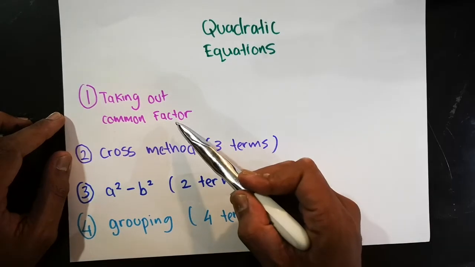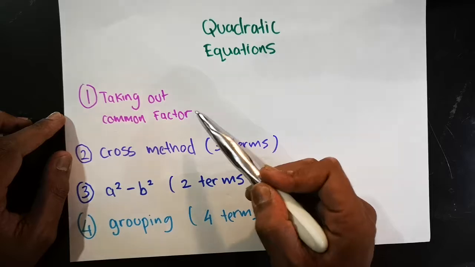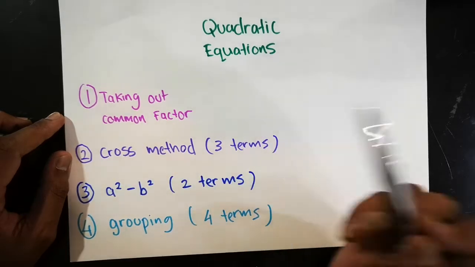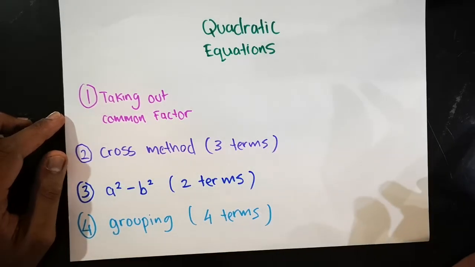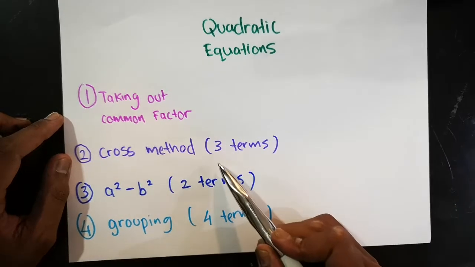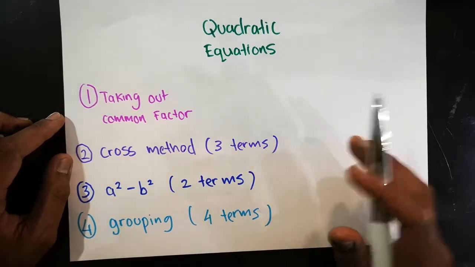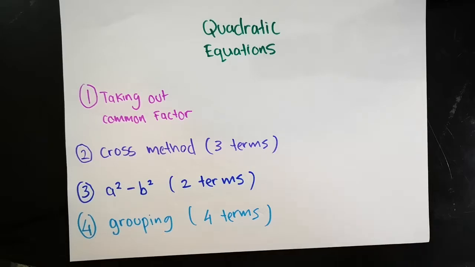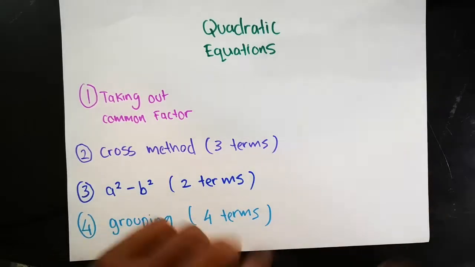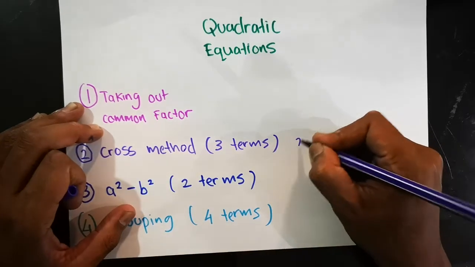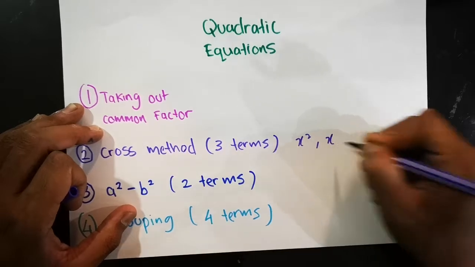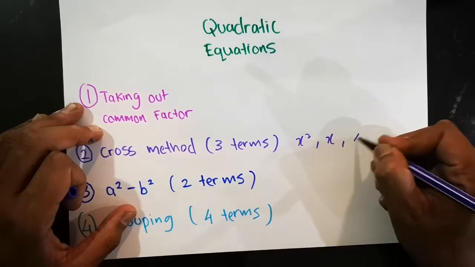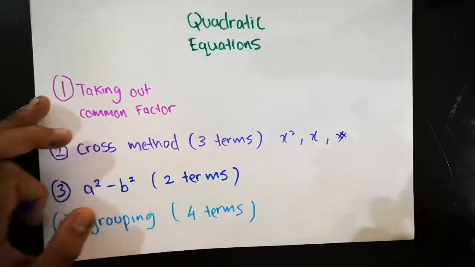The first way is by taking out the common factor. Taking out the common factor can involve as many terms as possible in the equation. The second way is the cross method, which only has 3 terms, okay? By 3 terms, there must always be an x squared, an x, and also a number. The number I will call hash, okay?